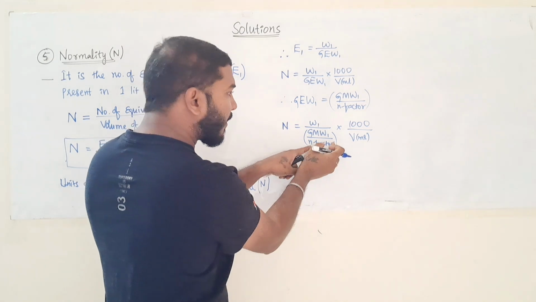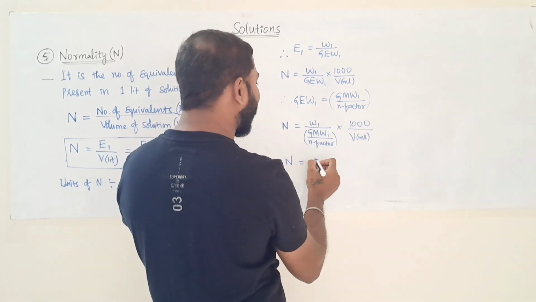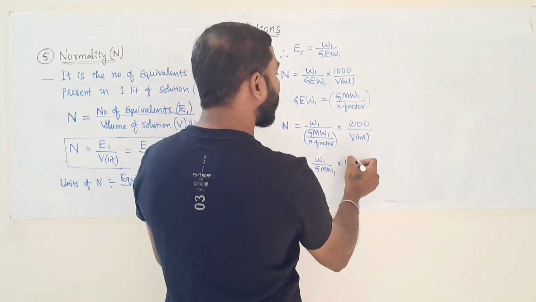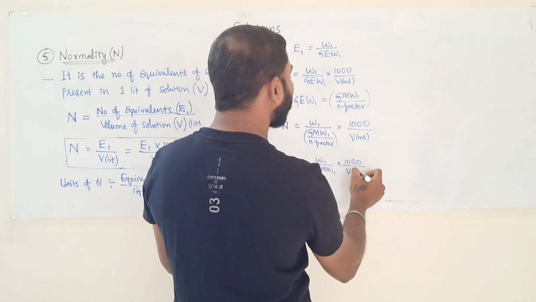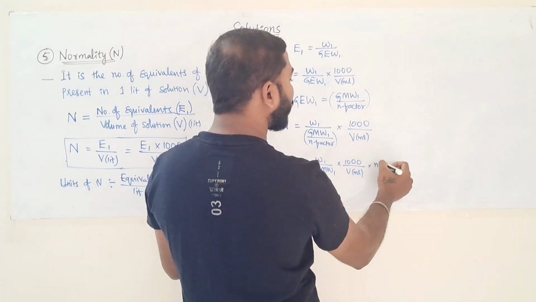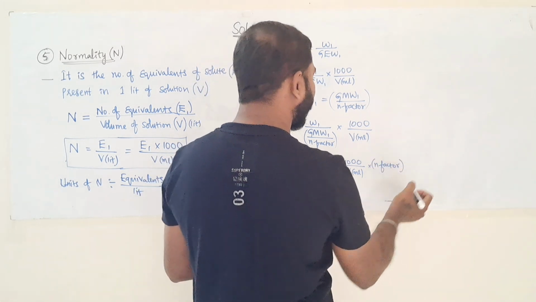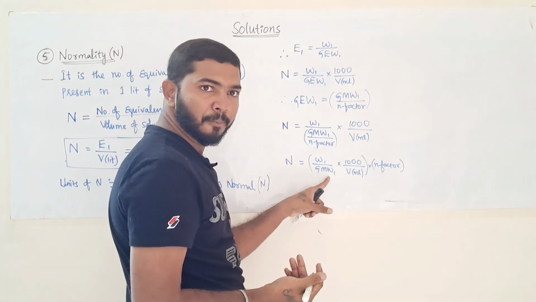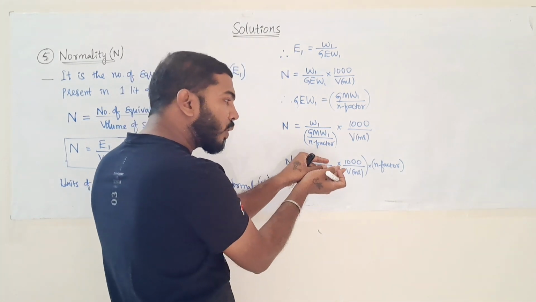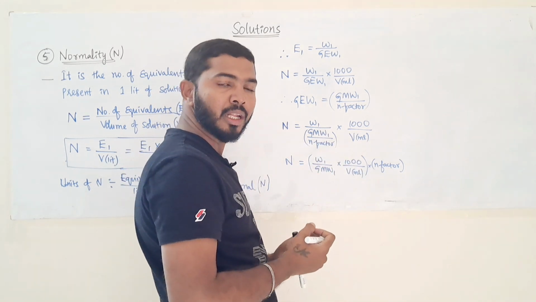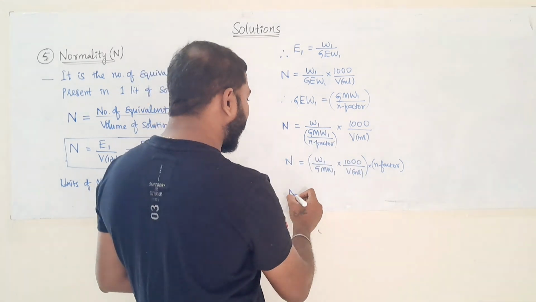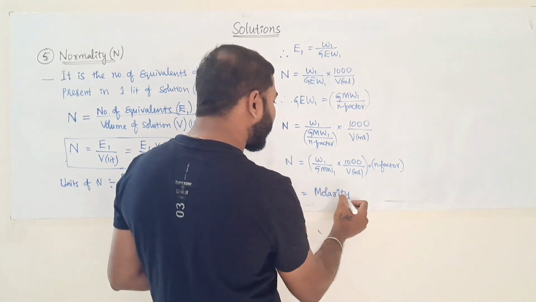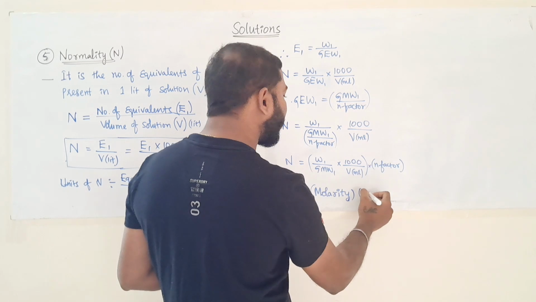Yes, and now this n factor will go into the numerator, so we can write it as weight by gram molecular weight into 1000 by volume of solution in milliliters into n factor. And if you observe carefully, what is this term? We can write this particular term, weight by gram molecular weight into 1000 by volume of solution in milliliters, as, if I am not wrong, yes, your guess is very correct, molarity into n factor.